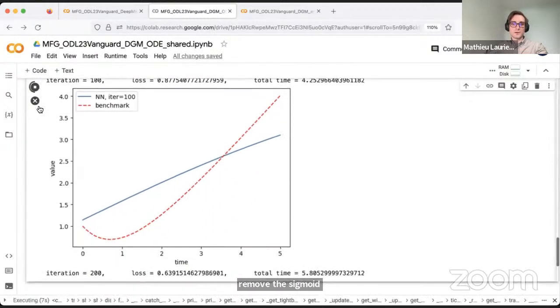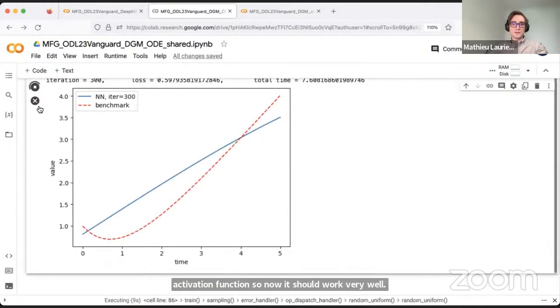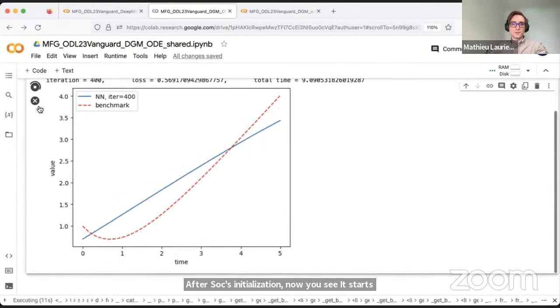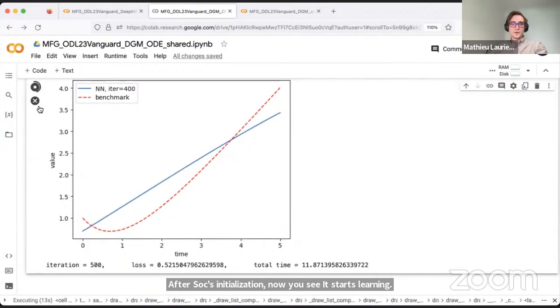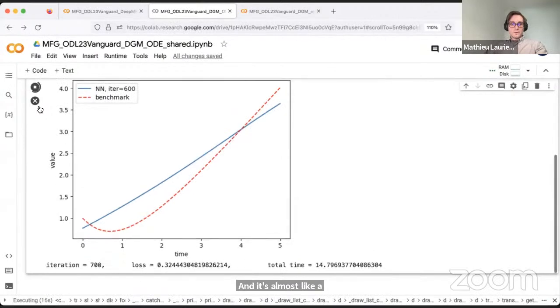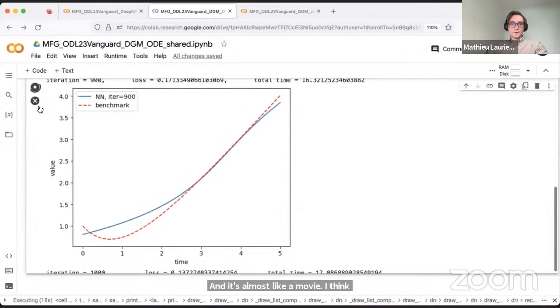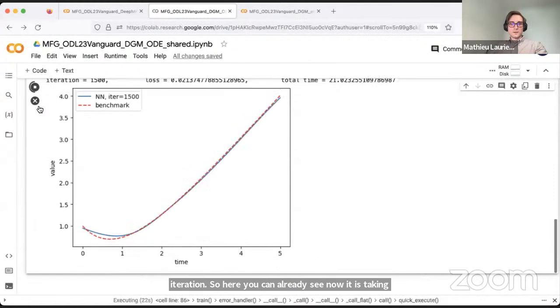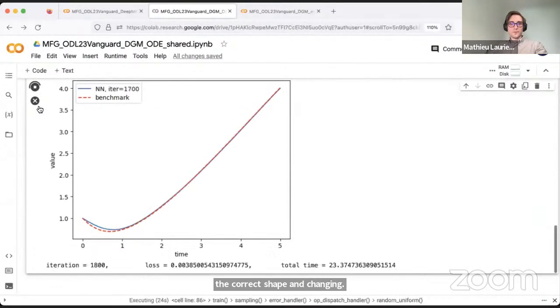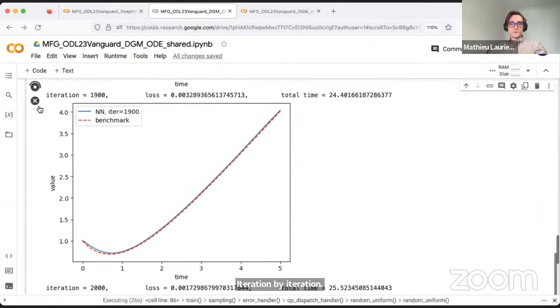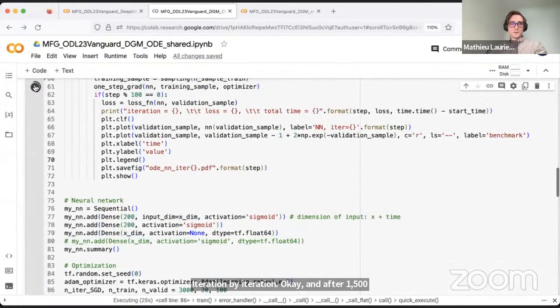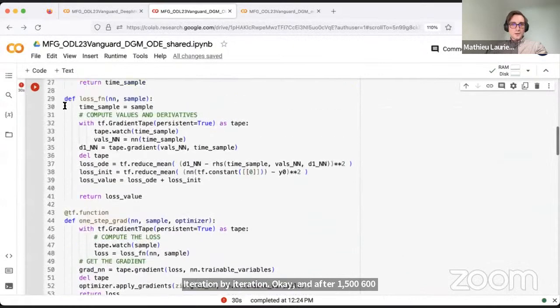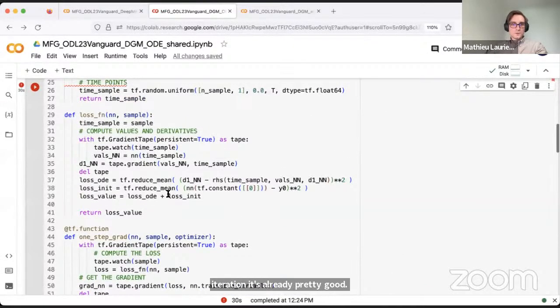So this is initialization. Now you see it starts learning, and it's almost like a movie. After maybe 1000 iterations, you can already see it is taking the correct shape and changing iteration by iteration. After 1500, 1600 iterations, it's already pretty good. So let me stop it here, and let me do what I said earlier, which is to put a large coefficient in front of the boundary condition in the loss, right?